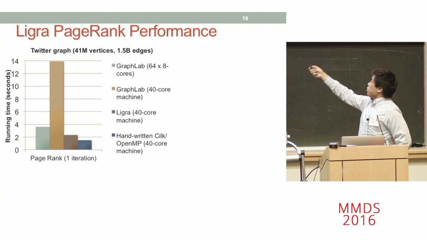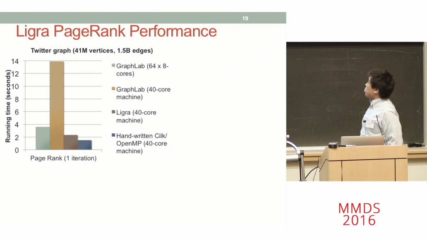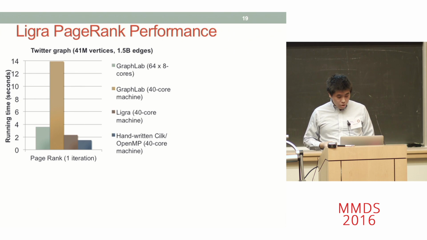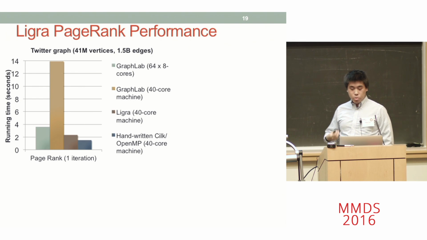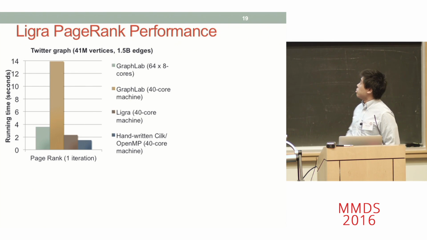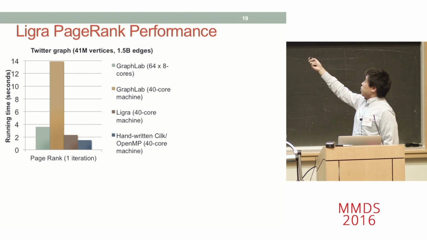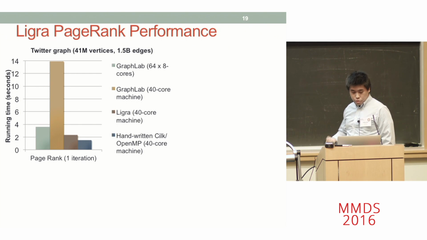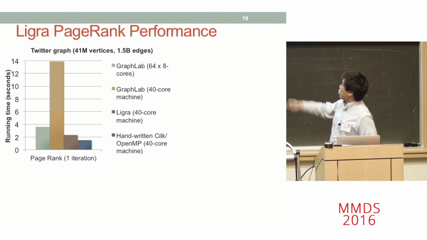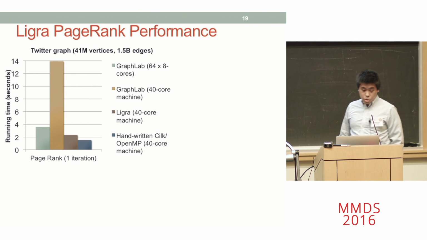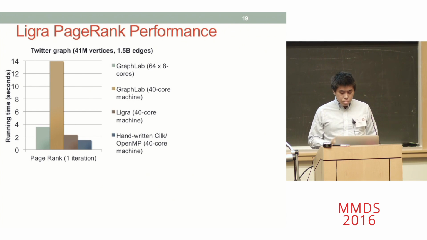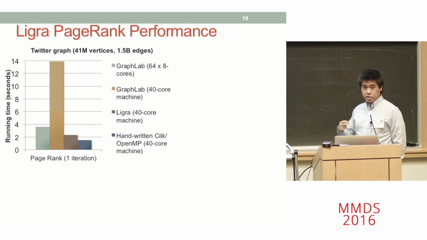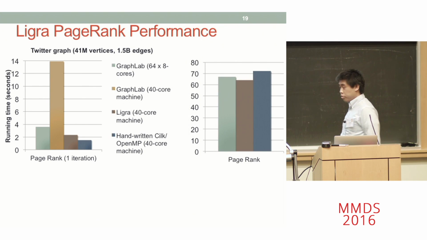The GraphLab paper reports a running time of about 3.6 seconds on the same graph. And notice that they're using many more cores here. They're using 64 8-core machines. We also downloaded their code and ran it on our 40-core machine, and it turned out that the performance was a couple times slower here. So we also performed pretty well relative to the best existing system at the time we developed this code.